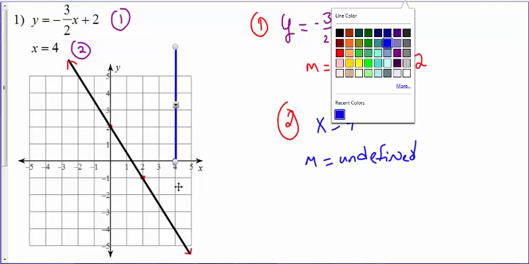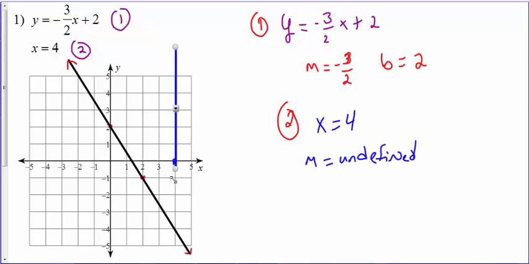All right, so we can extend this line. When we extend this line, we see that there is an intersection at this point right here, and that point is 4 comma negative 4. So the solution to this system of equations is 4 comma negative 4. Now, let's look at another example.